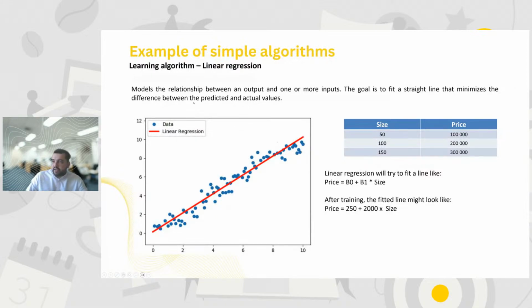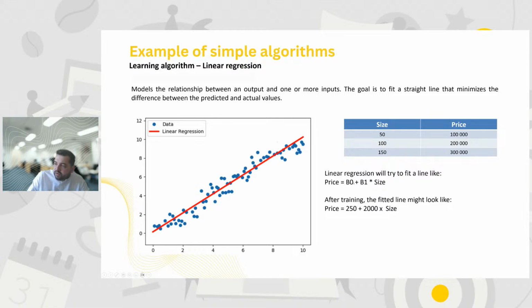So here we have another algorithm. Here it's linear regression. That means we will train your AI to work in terms of a line like this. For example, we have here some data, as you can see, the blue dots, and we can mark this line, and the expression of this line is done like price equals B0 plus B1 times size.